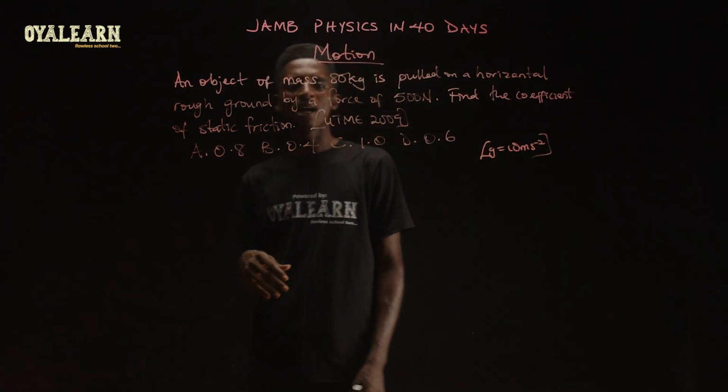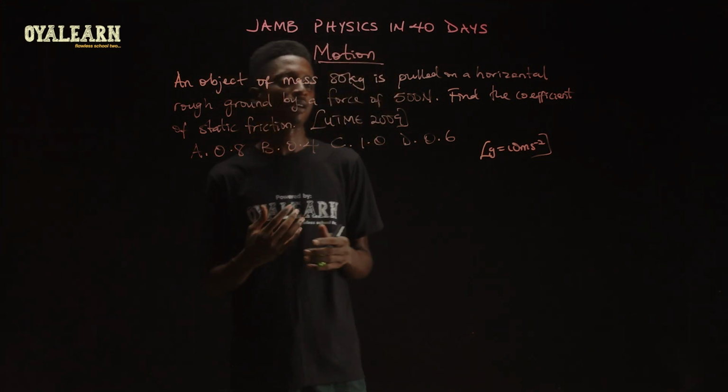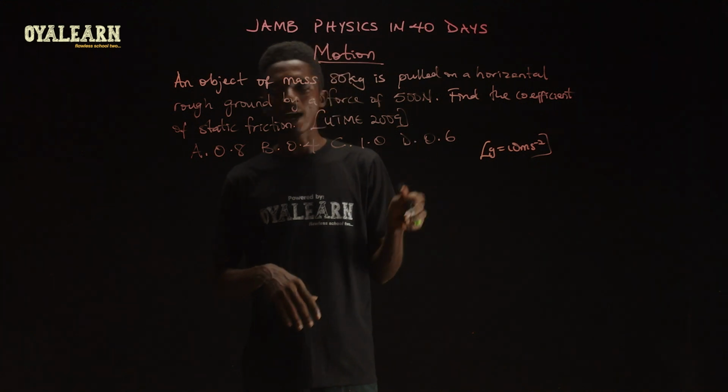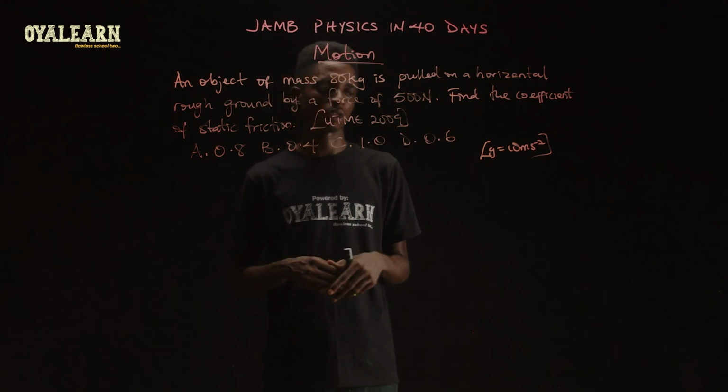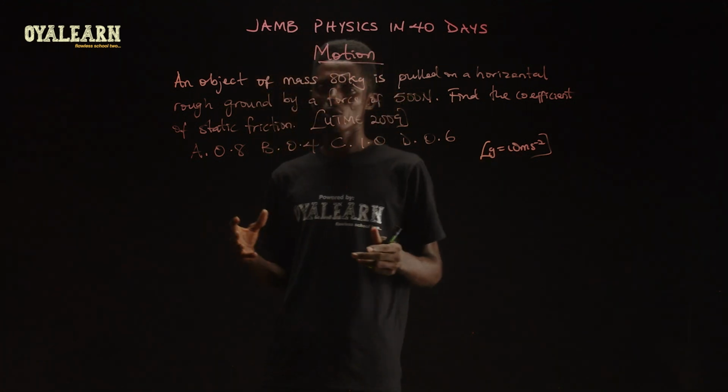An object of mass 80 kg is pulled on a horizontal rough ground by a force of 500 newtons. Find the coefficient of static friction. We were given that acceleration due to gravity is 10 meters per second squared.